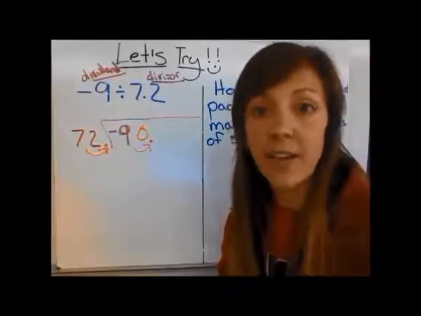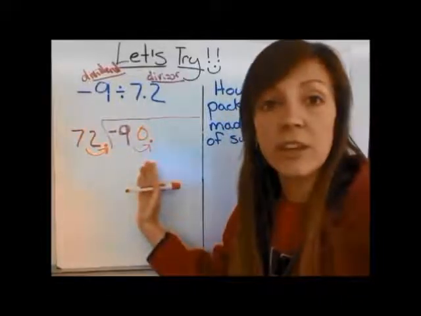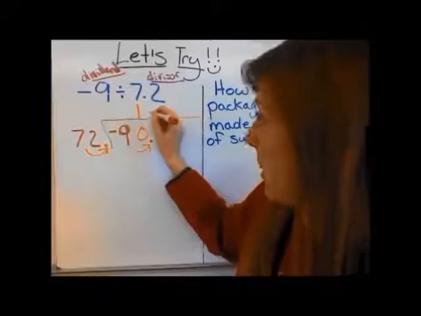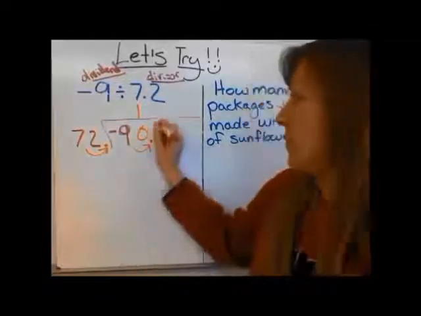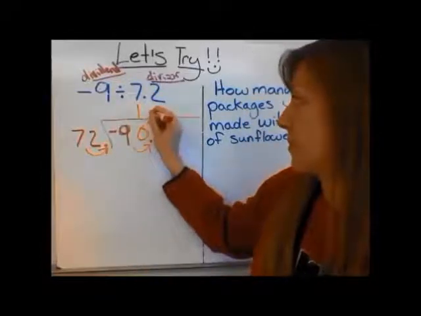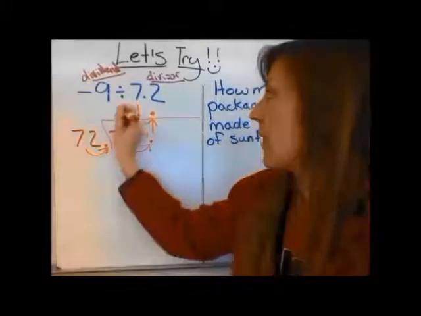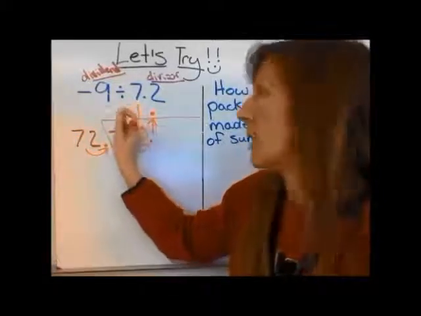At this point, I'm going to go ahead and divide. 72 goes into 90 one time. I'll bring my decimal straight up. And I know that a negative divided by a positive is a negative, so I'm going to put my negative sign so I don't forget it.